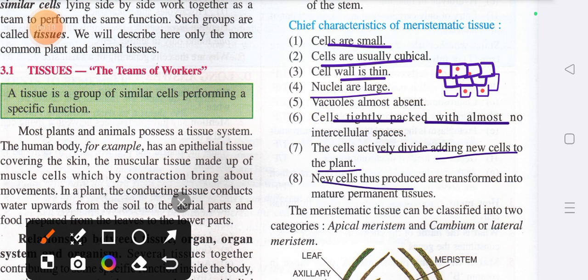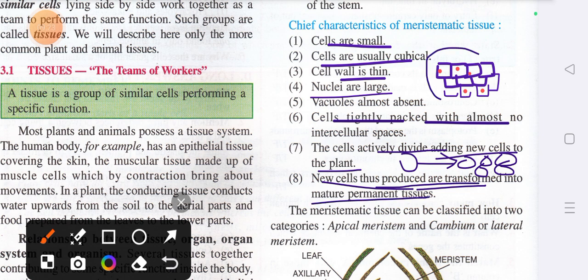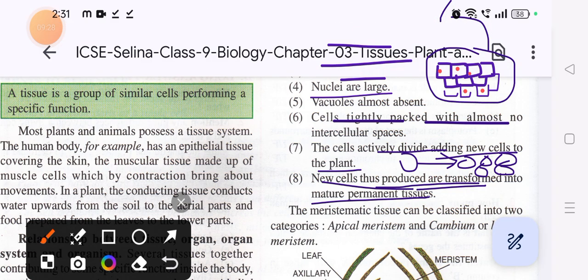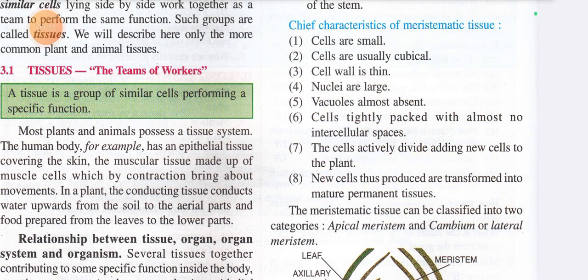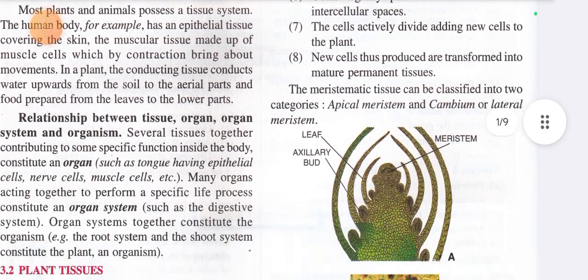The cell divides and new cells appear. The new cells which are produced will transform into mature permanent cells. This means that if these cells get old, they will stop dividing and be converted into permanent tissue, and the new cells will be classified as meristematic tissue.